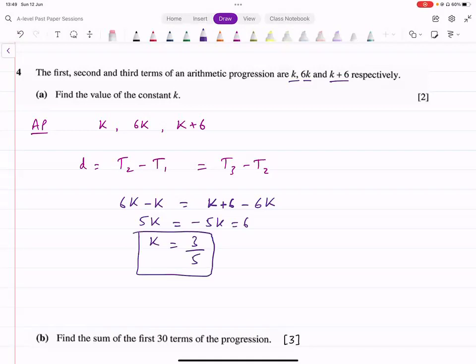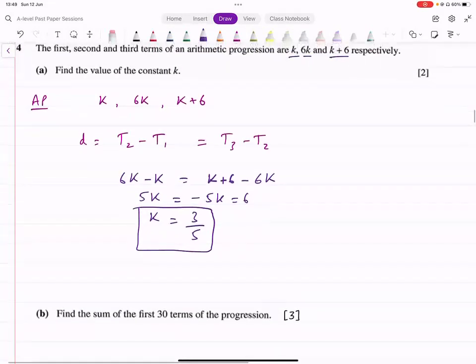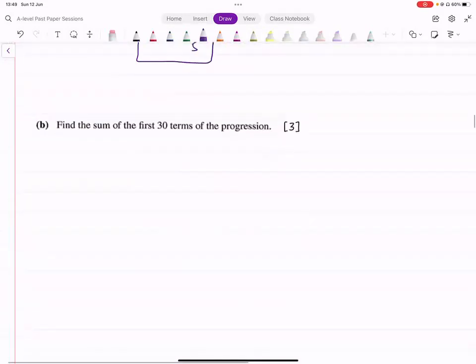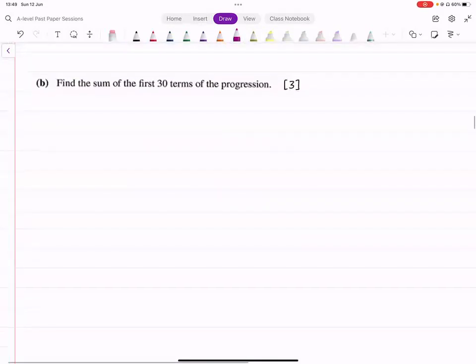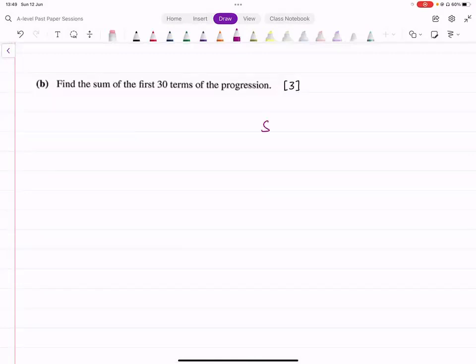All right. Okay, let's move on to part B. Now it says find the sum of the first 30 terms of the progression. Now remember the sum formula for an AP. You've got two formulas given in the formula sheet. One of them is n over 2 into 2a plus n minus 1 times the difference. The second formula needs you to have the last term given, but you don't have the last term formula.